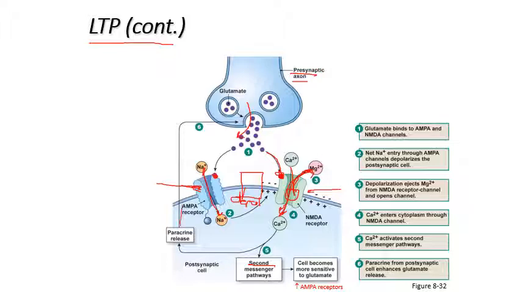Also, that paracrine signaling, this postsynaptic cell is going to send a chemical messenger over to cause this neuron to release more neurotransmitter. So by the actions of the AMPA and the NMDA, we get increased release of neurotransmitter, and now we have more receptors here, and so we're going to have even more increased depolarization because we have more AMPA receptors here. So we're going to strengthen this signal.